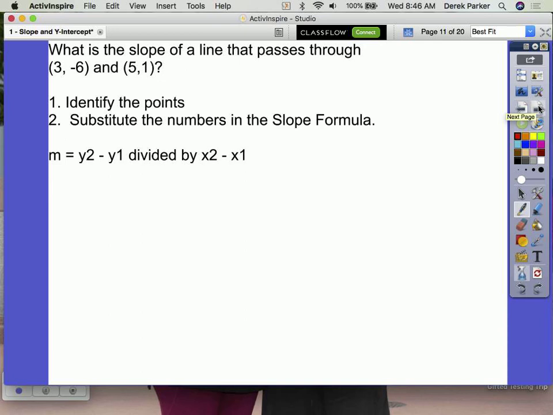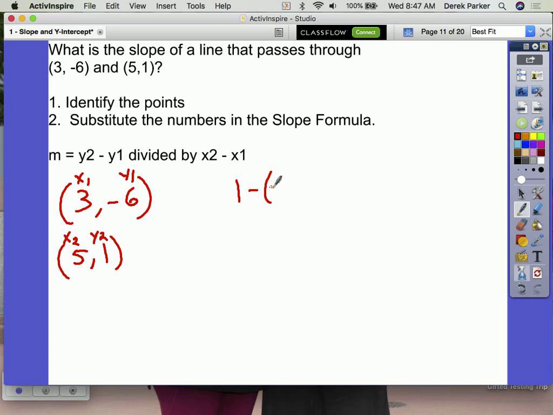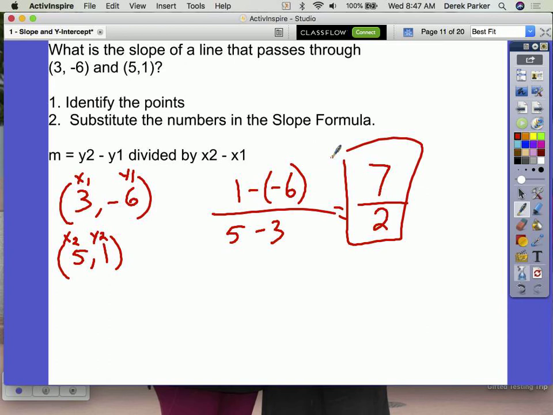What is the slope of a line that passes through 3, -6, and 5, 1? First step, identify the points. So, 3, -6 is x1, y1, and 5, 1 is x2, y2. I plug that into the formula. 1 minus -6 divided by 5 minus 3. 1 minus -6 is +7. 5 minus 3 is 2. The slope would be 7 over 2. I rise 7, and run 2.